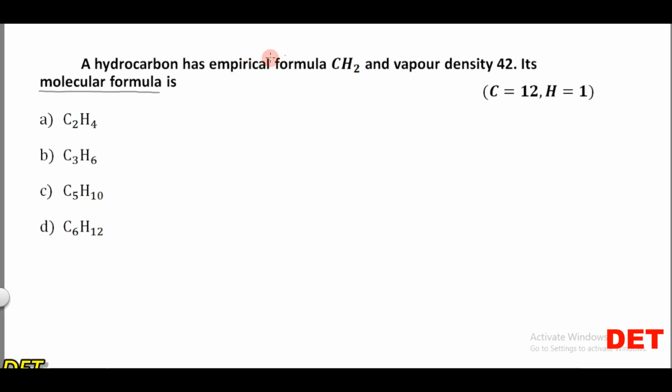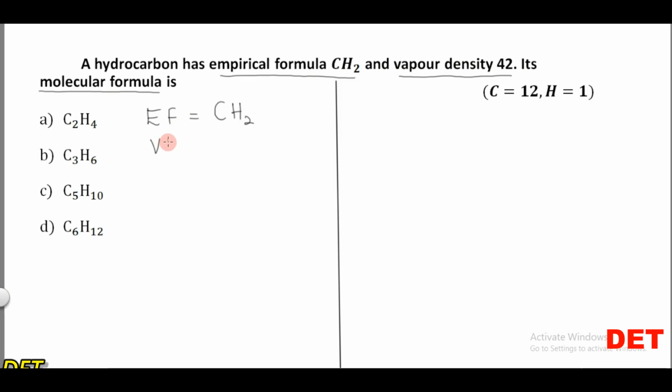First of all, we're given the empirical formula to be CH2, and we're given the vapor density to be 42. We're asked to find its molecular formula. So let me put my solution here. EF, the empirical formula, is CH2, and the vapor density, VD, is 42. We're asked to find its molecular formula. That is what we don't know.